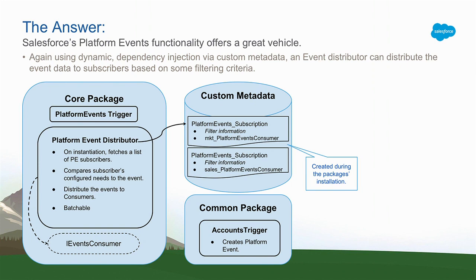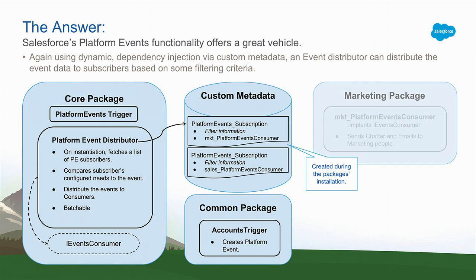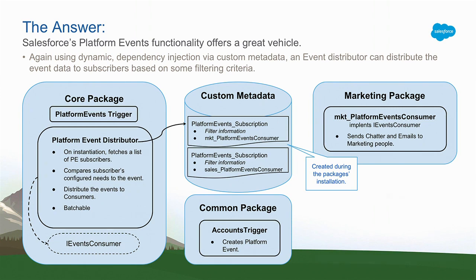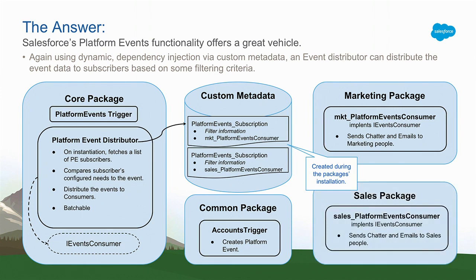Sends them off to the consumers, and then they have their data. We haven't done anything with them yet, but then we're going to kick them off in a batchable mode, so that the process that started this whole thing can shut down, and the user can do whatever he needs to do. All right, and here's where it's distributed off to the marketing and the sales packages through this events consumer interface. And those then do whatever they need to do.